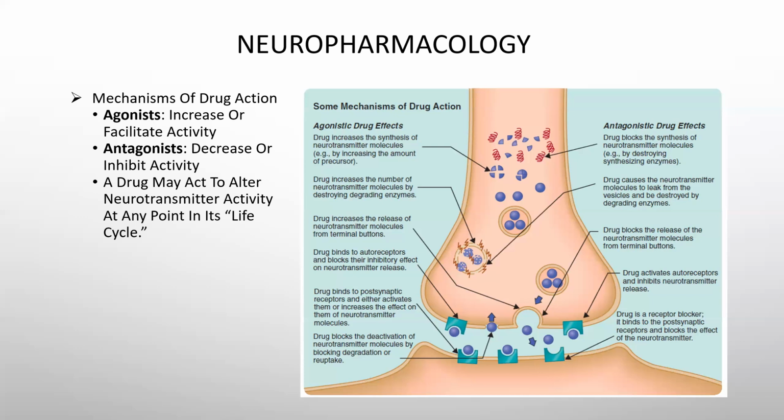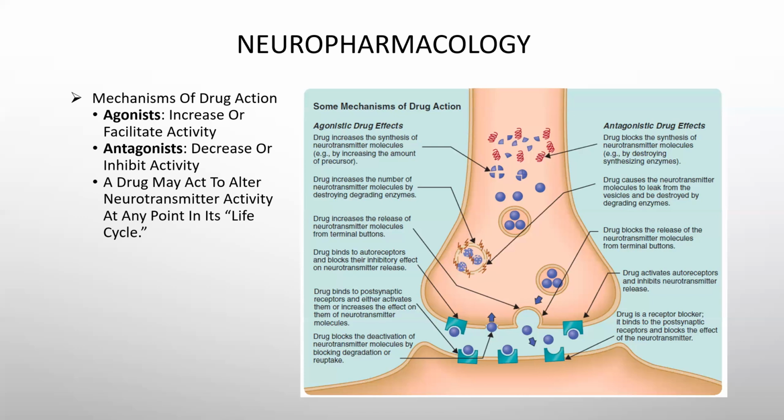The drug activates autoreceptors and inhibits neurotransmitter release. And then finally, the drug is a receptor blocker. So it binds to the postsynaptic receptors and blocks the effect of the neurotransmitter, which means that it attaches to the receptor site and causes that ion channel to maybe not open. And if it does not open, then you can't get that sodium to flow through, and therefore the postsynaptic neuron does not become less negative, and you lose the chance for the action potential.